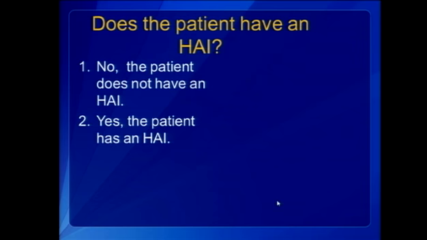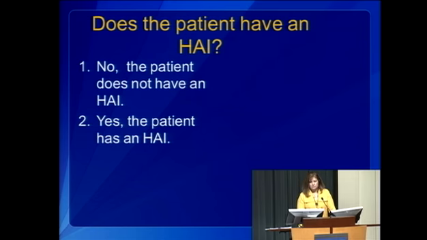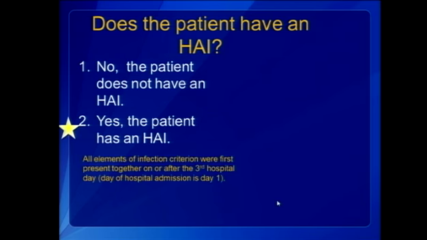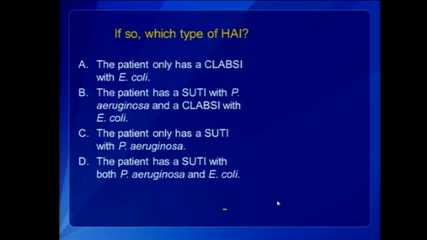Does this patient have an HAI? The answer is yes, the patient has an HAI because all elements of the infection criterion were first present together on or after the 3rd hospital day. Which type of infection?